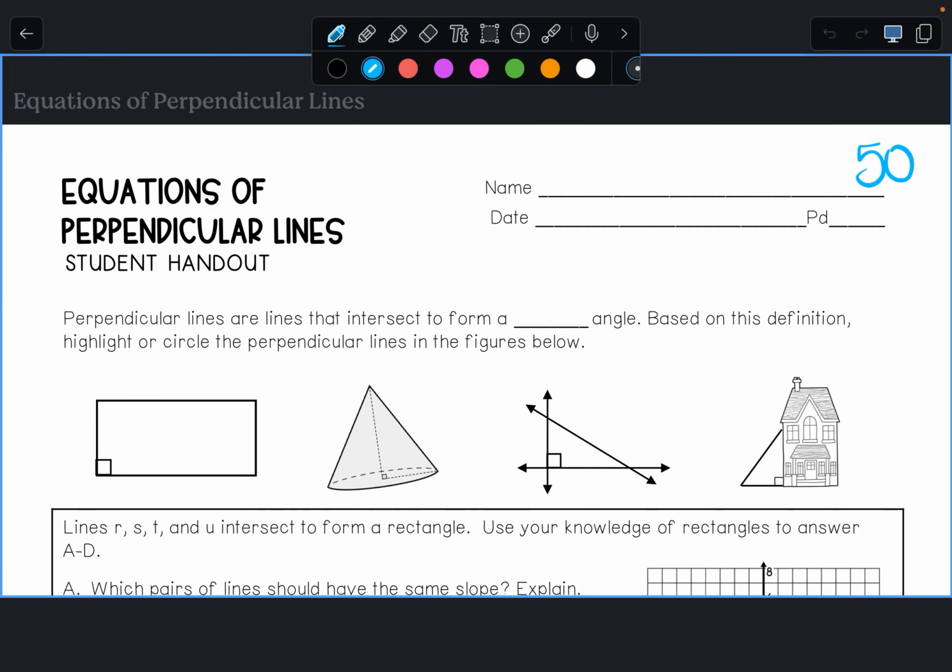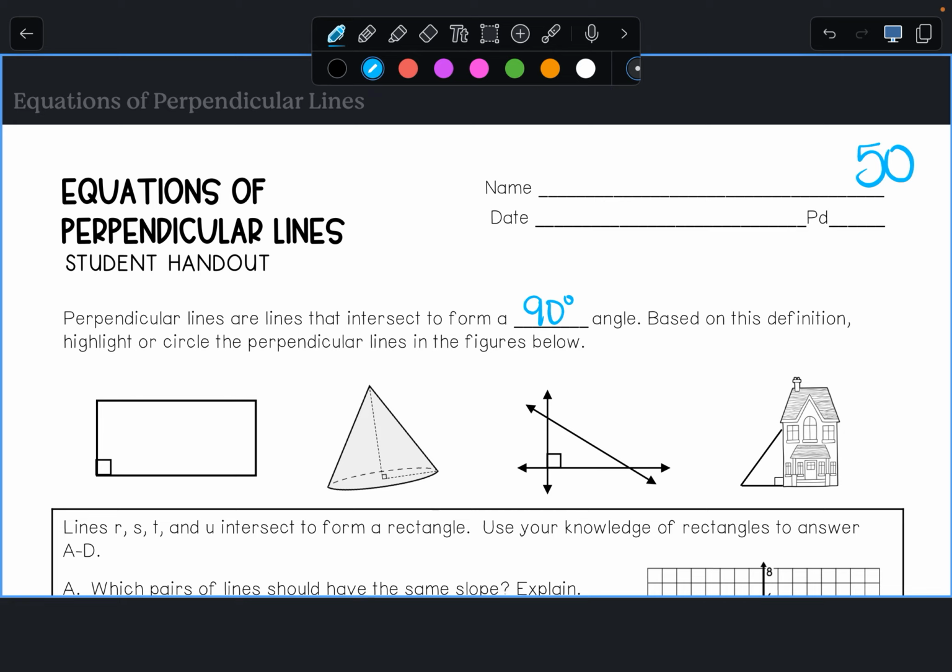Recording. Okay, so before we even start the lesson, what do you remember about perpendicular lines? They intersect at a right angle. Very, very good. So, perpendicular lines are lines that intersect and form a right angle, or what do we call that? 90 degrees. Based on this definition, highlight or circle the perpendicular lines in the figures below.